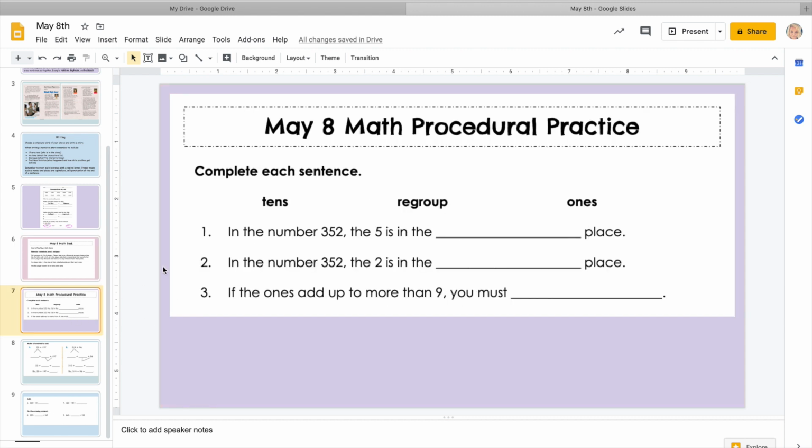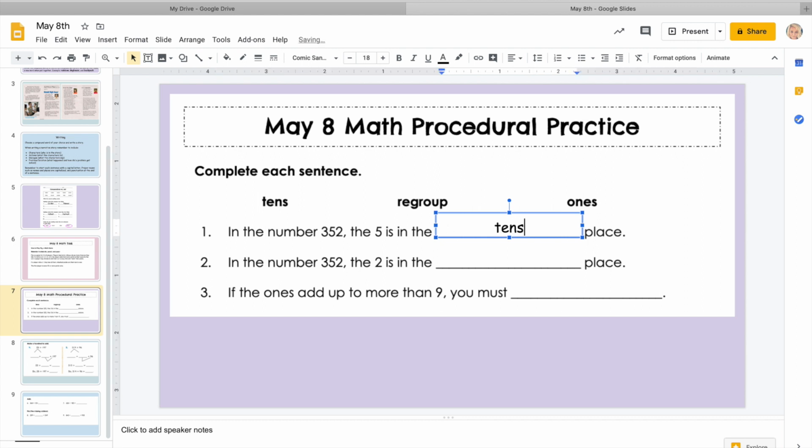And then we are going to move on to our procedural practice, where we're going to complete each sentence. We are given 3 words here: tens, regroup, and ones. So we need to read each sentence here and decide which is going to fit better. Number 1. In the number 352, the 5 is in the blank place. Well, if we look at number 352, we know that the 2 is in the ones, the 3 is in the hundreds. That would mean that the 5 is in the tens place. So now we need to figure out where regroup is going to fit and where ones is going to fit.